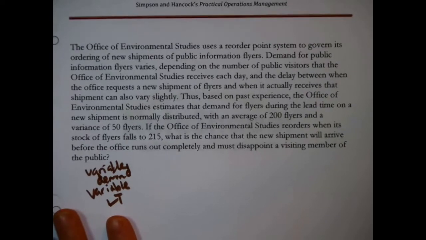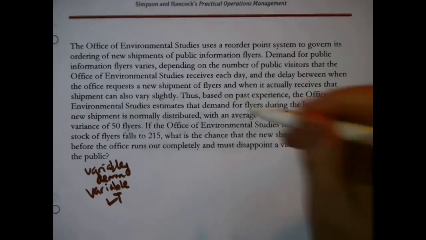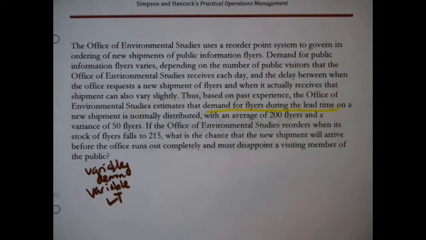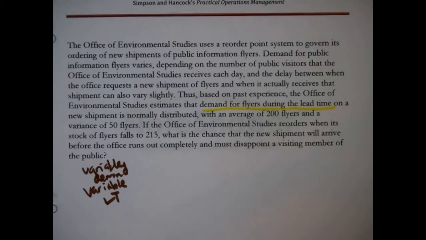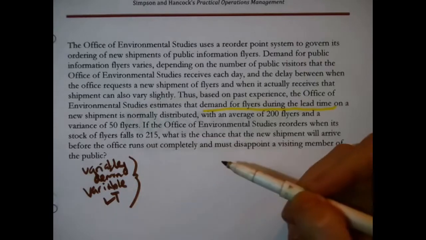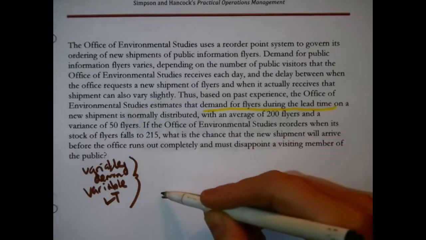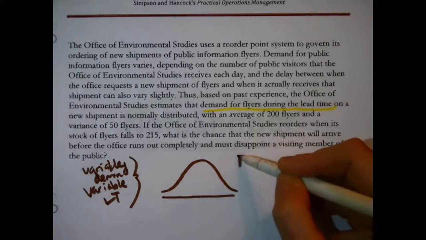Thus, based on past experience, the Office of Environmental Studies estimates the demand for flyers, oh, wait a minute. Demand for flyers during lead time on a new shipment is normally distributed with an average of 200 flyers and a variance of 50 flyers. Oh, wait. I'm probably not going to need that information because if I understand them correctly, they just handed me the overall distribution of demand during lead time.